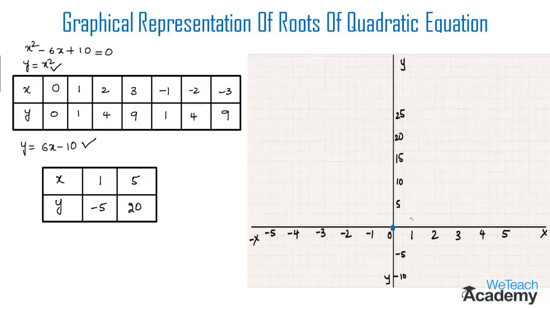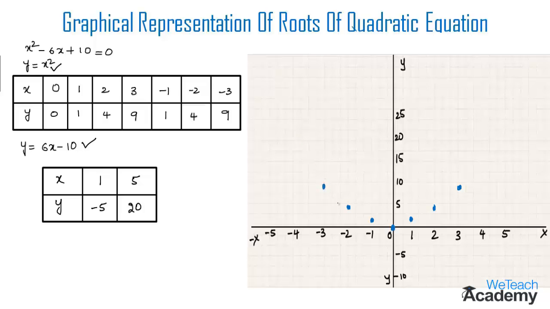Then we have the next order pair as 1, 1. Let us mark a point over here. Then we have the next order pair as 2, 4. So it is a point over here in the graph sheet. And then let us mark a point over here for the order pair 3, 9. And then we have the next order pair as minus 1, 1. So it is a point over here on the second quadrant. So the next order pair here we have as minus 2, 4. So it is a point over here. Then the last order pair here we have minus 3, 9. So it is a point somewhere here on the graph sheet.